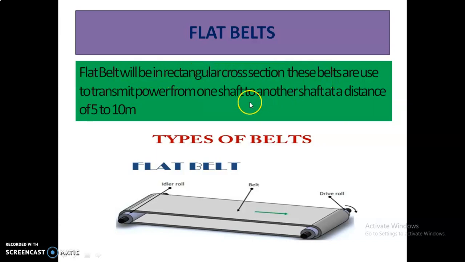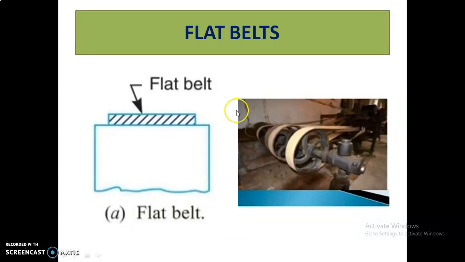These belts are used to transmit power from one shaft to another shaft. See here, this is one shaft, this is another shaft. So these flat belts are used to transmit power from one shaft to another shaft at a distance of 5 to 10 meters. So these are the flat belts.